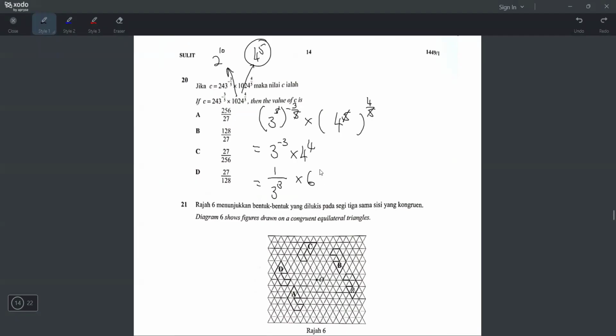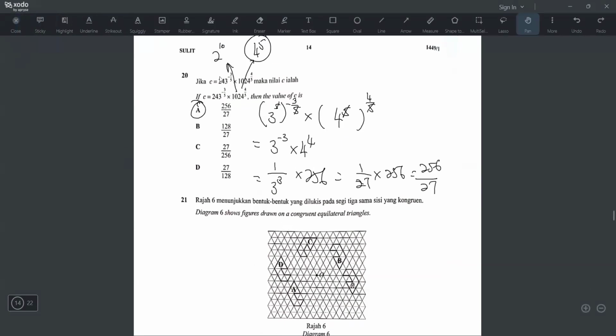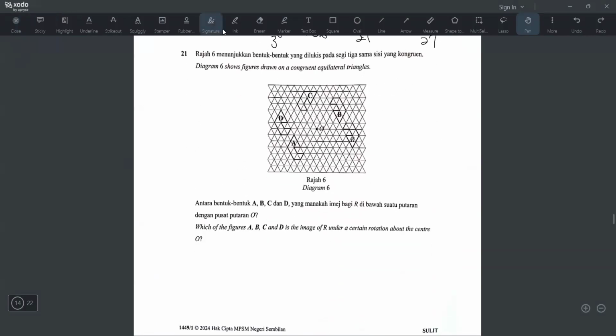4 power 4, let me press, it's 256. So now it becomes 1 over 27 times 256, which is 256 over 27. So the answer is A. But actually, during the exam, you can just press your calculator, you don't have to do all this. I'm just showing you how to do it without a calculator. Hope you understand.